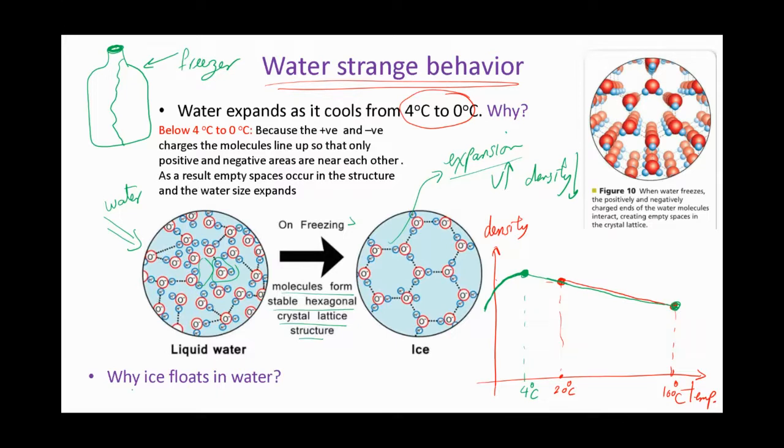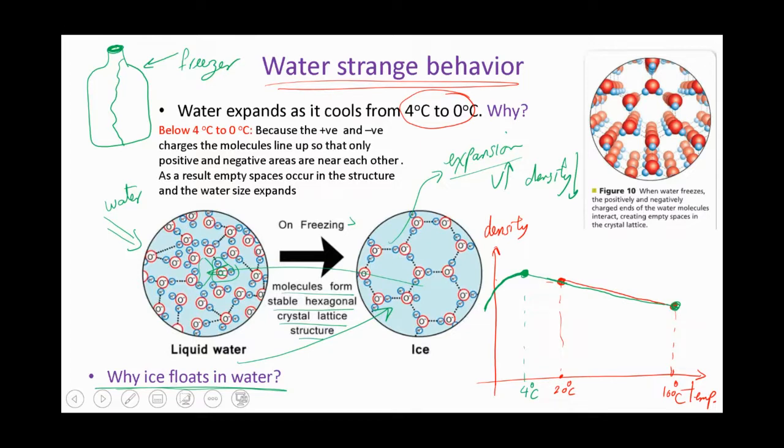Another question, why does the ice float in water? Because it has lower density. Why does the ice have lower density? Because it forms crystals, and the crystal size is bigger than the random size of the water molecules. Okay?